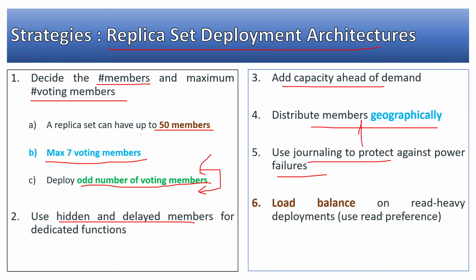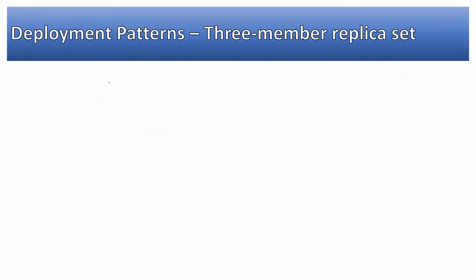Load balancer. So use appropriate read preference. It could be nearest, secondary preferred, primary preferred, or primary, right? Now I'm going to show you one example of how we can deploy a 3-member replica set.